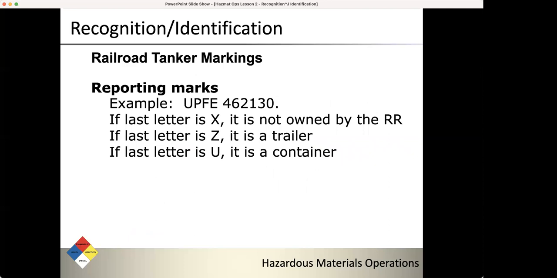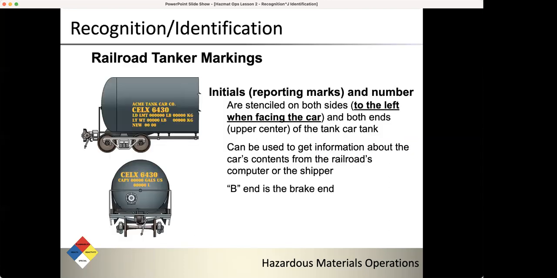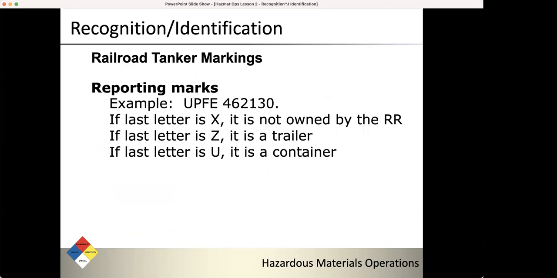If the last letter is an X, it is not owned by the railroad. So for the example, this one here, the last letter is an X. So the way this works is, I own a railroad, but I'm pulling this rail car, which is owned by somebody else. So it could be owned by, let's say, Phillips 66. Phillips 66 may own this rail car, but they don't have their own railroad. So that's why it has an X at the end there. If the last letter is Z, it's a trailer. And if it's a U, it's a different type of container.